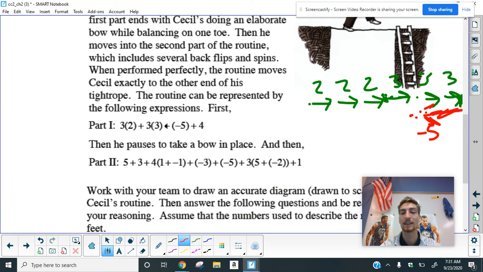And now we should be at 10. And now we're going to add 4 back. So we're at 10. Now we're going to add 4. And so now we should be at 14. All right. So then he pauses and takes a bow in place.